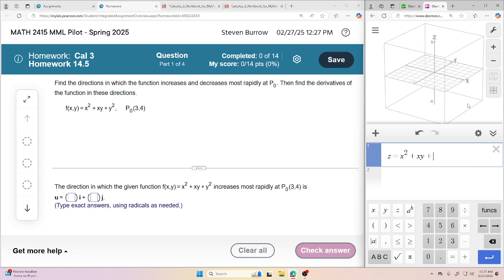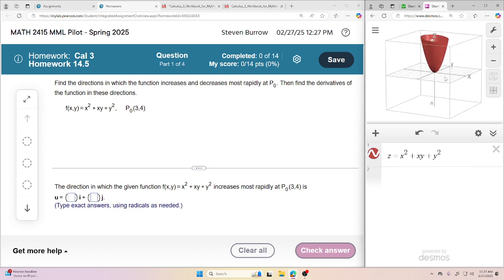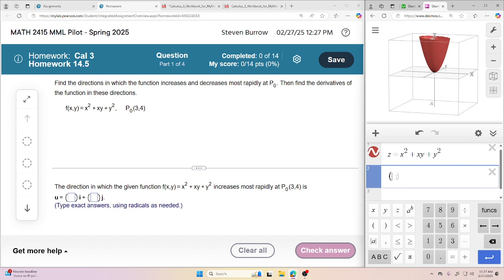No guesses? Thinking like a hilltop. Oops. Oh, well, it's the bottom of a valley. I was kind of close. Okay. So, the point 3, 4. When I plug in 3 comma 4, that would be 9 and 16 and then 12. So 9 plus 16 plus 12, because I'm just crude like that.